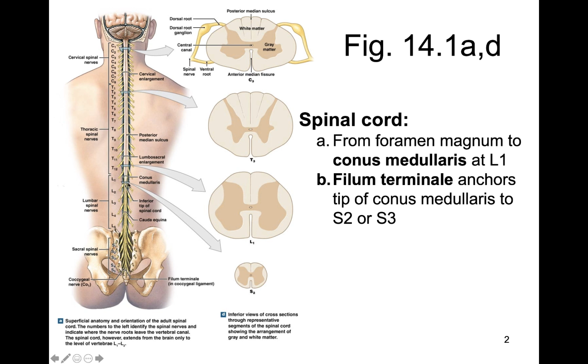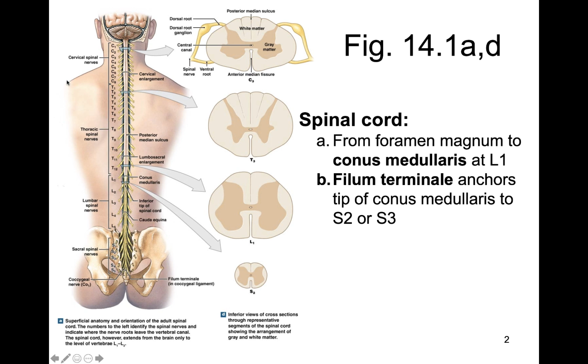So the spinal cord ends here, but you still have some nerves going down, and they continue down to here, and then they terminate, and that's called the filum terminale. And then this structure here reminded the anatomists of a horsetail. Cauda is tail, equina is horse, so this is called the cauda equina.